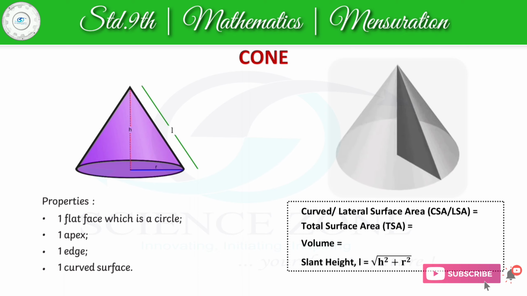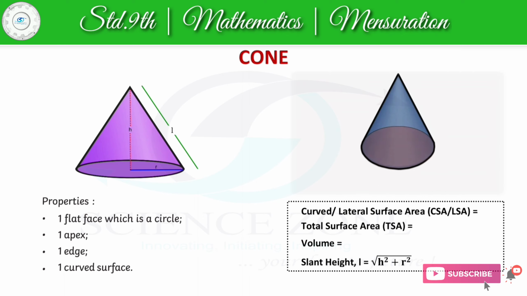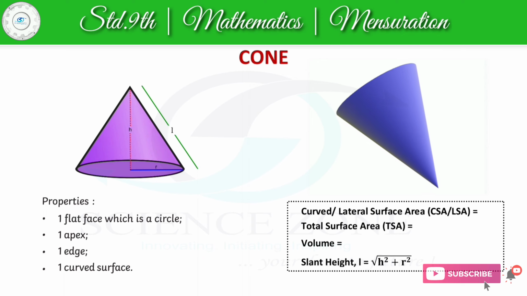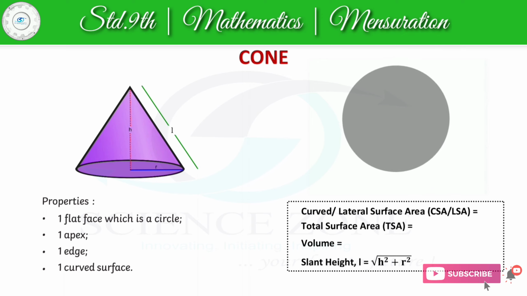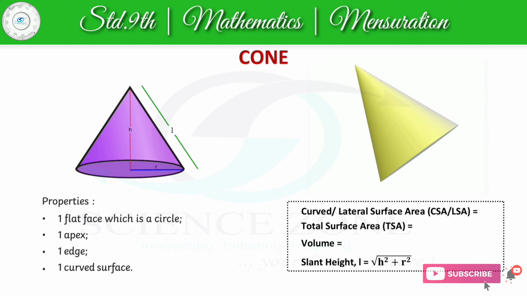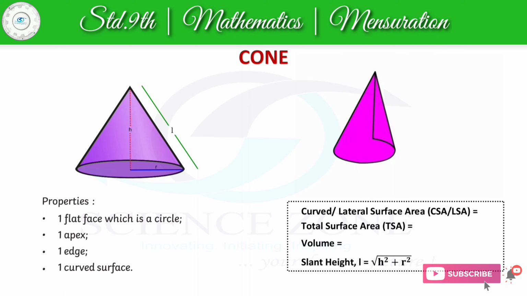Cone has one curved surface area and a circular base. An ice cream cone, birthday caps are few examples of conical shapes. As we can see, the cone does not have two bases. So our trick that we learned for cube, cuboid and cylinder will not work for cone. So, in order to find the curved surface area of cone, let's cut the cone along its slant height.